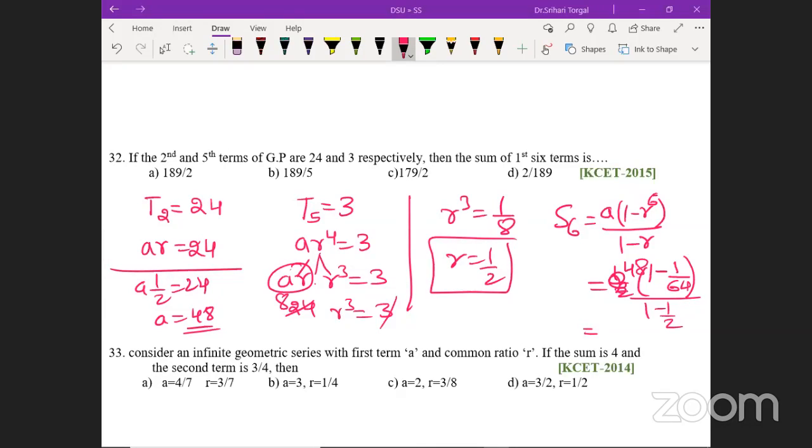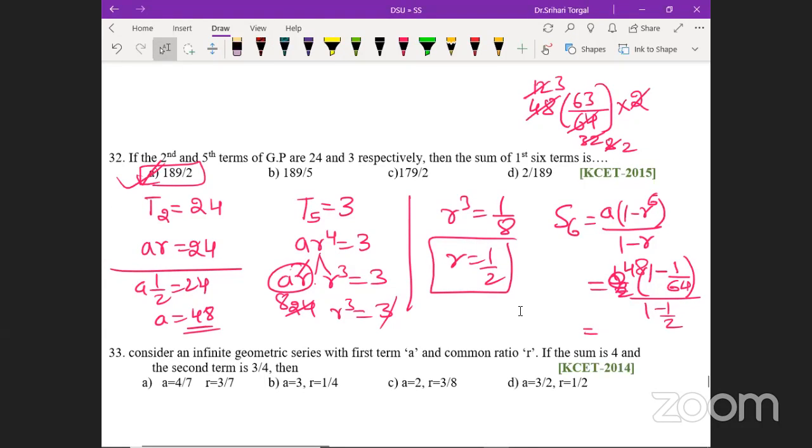What is that answer? Option A, right? We'll calculate this here. This will be 48 into 63 by 64. Into denominator of the denominator goes to numerator half, that is 2. 2 ones are 2, 2 threes are 6... 4 12s are 48, 4 8s are 32, right? And 4 2s are 8, 4 3s are 12, 3 into 63, that is 189 divided by 2 is the answer. Got it?